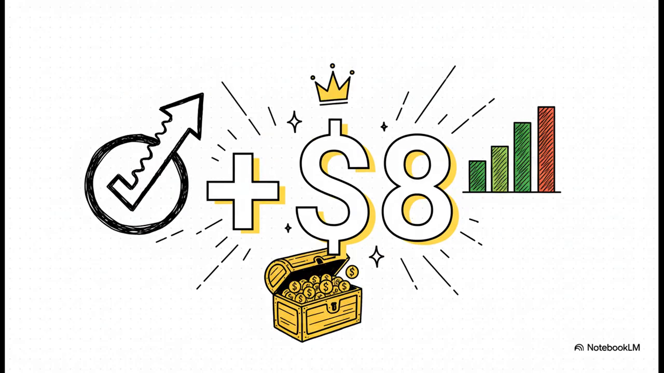So, what do we do? We take our $78 average gain, we subtract the $70 average loss, and there it is. A positive expected value of plus $8 per trade. This confirms it. On paper, before we factor in any of the real-world stuff, this is a winning strategy. It has a real, quantifiable edge.